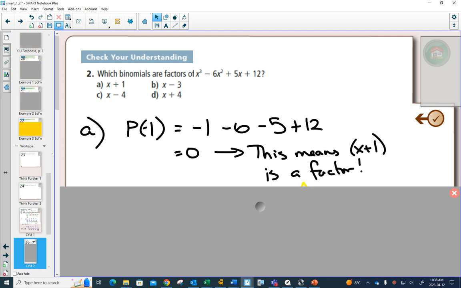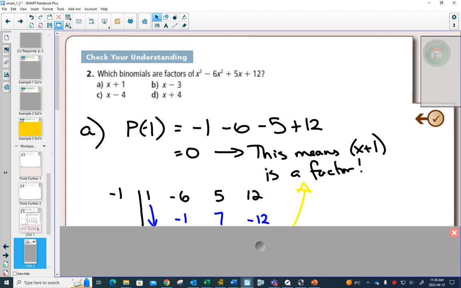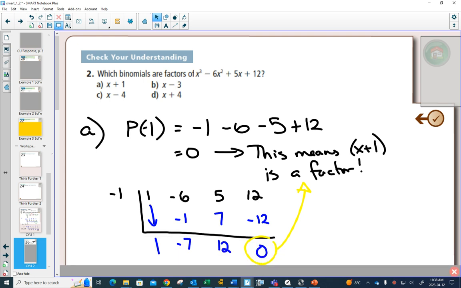But I'm also going to show that you could have done this with synthetic division. So had you done synthetic division, we do our setup. I notice that they're in order. Nothing's missing, so I don't have to add any zeros. And you would also get a remainder of 0 from synthetic division.